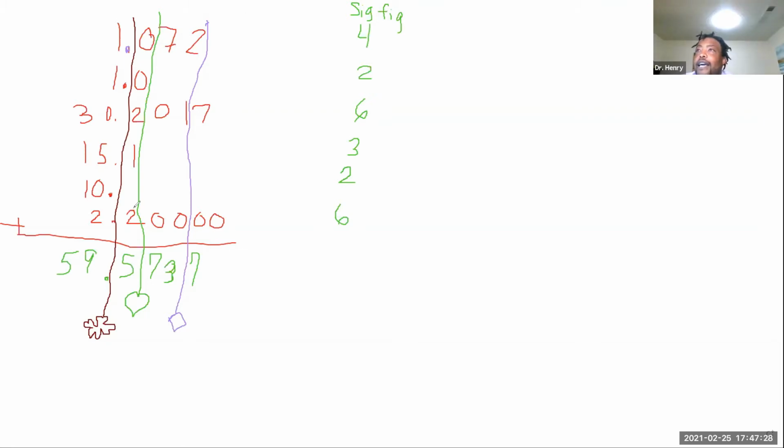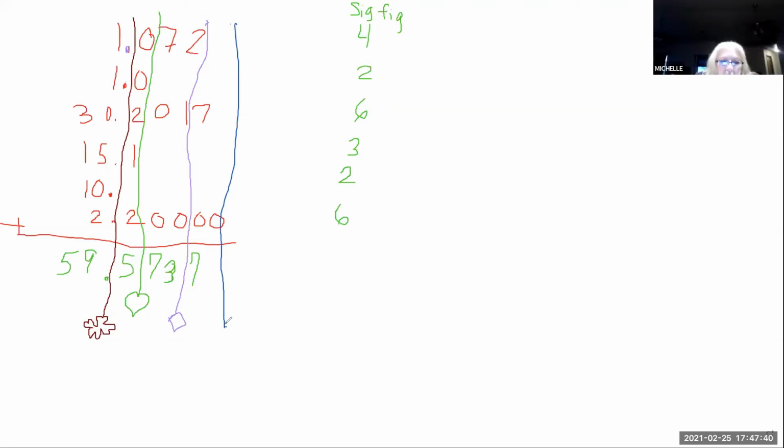And we have a line here. Why do you only have lines there? Why not between the 7 and the 2?